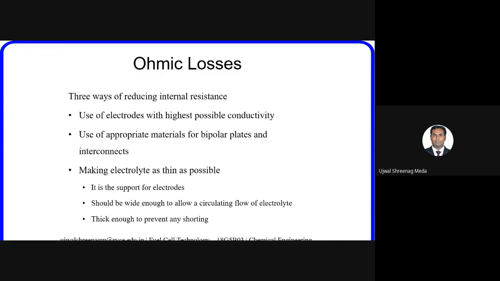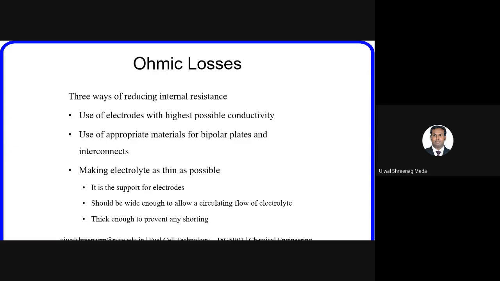Because of this reason, especially in fuel cells such as PEMFCs and SOFCs, the electrolyte can be made as thin as possible, in the order of certain microns, which will bring down these losses to the maximum possible extent. And these are certain ways by which the ohmic losses can be reduced.